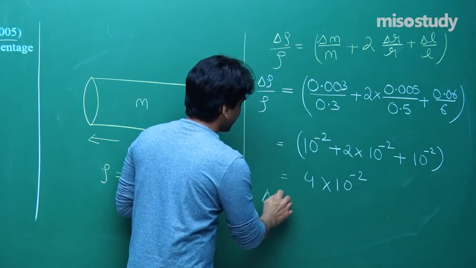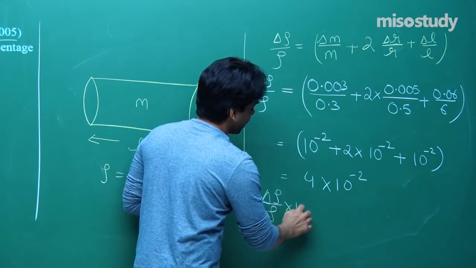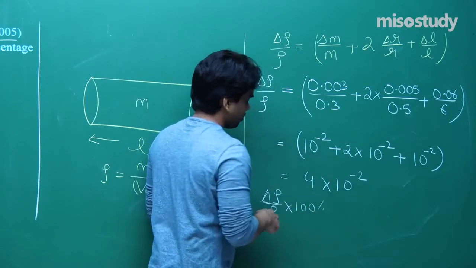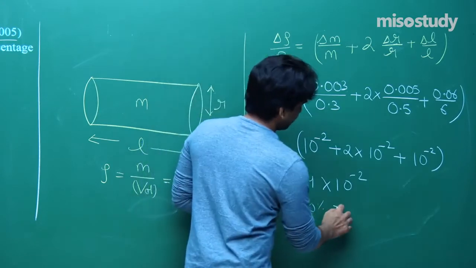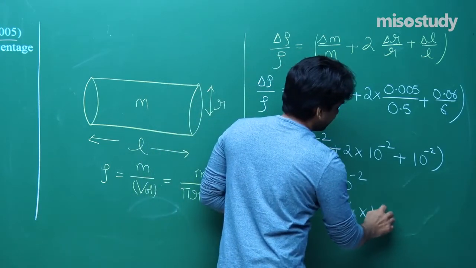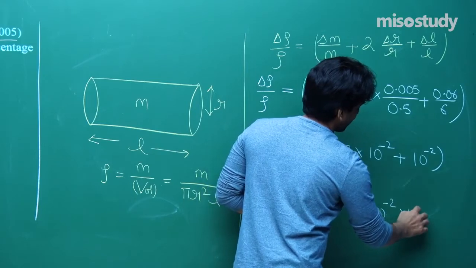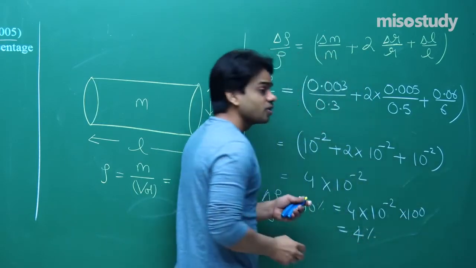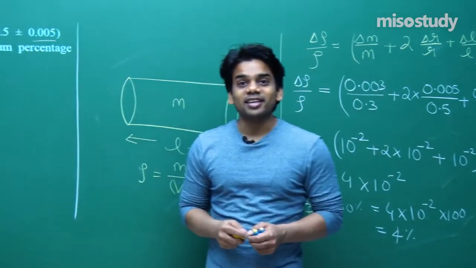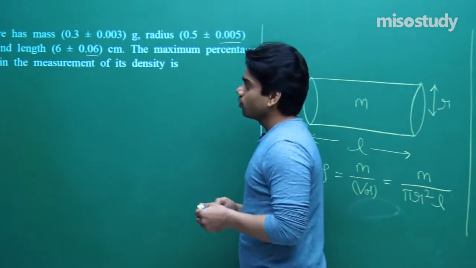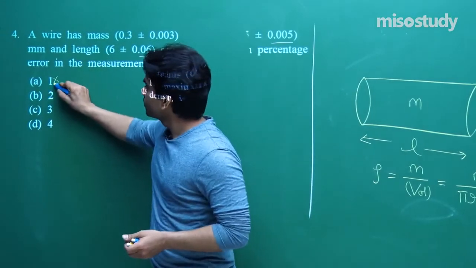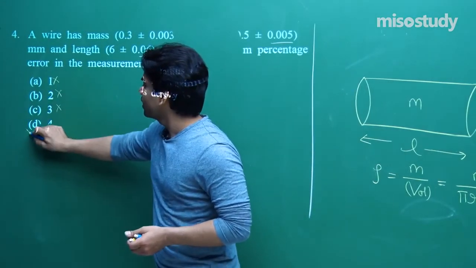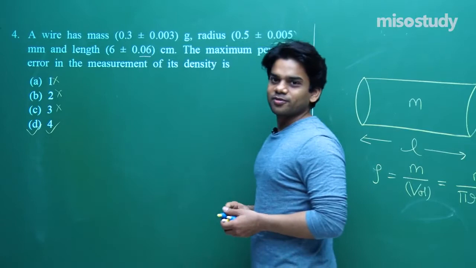So for percentage error, delta rho by rho multiplied by 100%, this will come out to be 4 into 10 to the power minus 2 into 100. So it comes out to be 4%. So 4% is the maximum percentage error that can occur in this question. Options 1, 2, 3 are incorrect. This is the right answer for this.